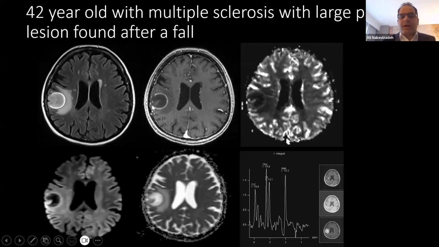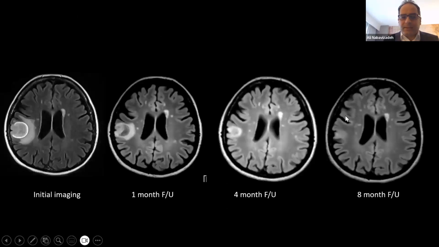And also the conventional MR pattern helps us, the history helps us, but perfusion is a problem solver in this case. This patient was followed after initial imaging without any intervention, and you can see that this lesion decreased in size, and after 8 months almost was like the other lesions that the patient had. So this is how perfusion could help us.